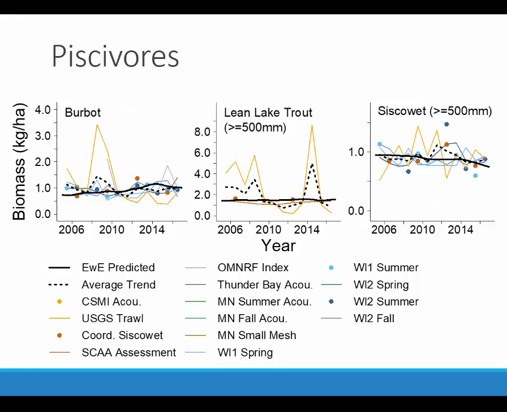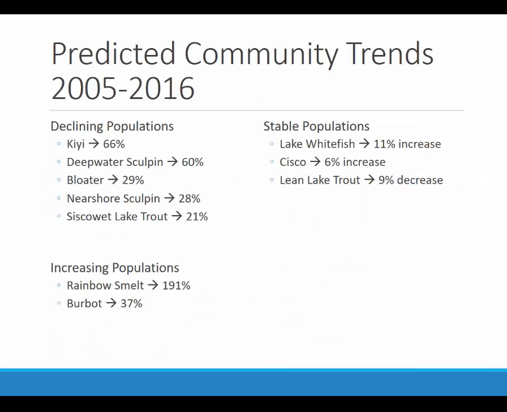For our piscivores, burbot, lean lake trout greater than 500 millimeters, and Ciscoette greater than 500 millimeters. For burbot, we're seeing a general increase in our population, followed by slight stabilization or decrease just in the last couple of years. Lean lake trout, we're predicting a very stable population, and Ciscoette is stable with possibly a little bit of a decline in there.